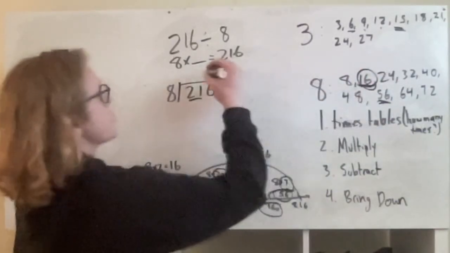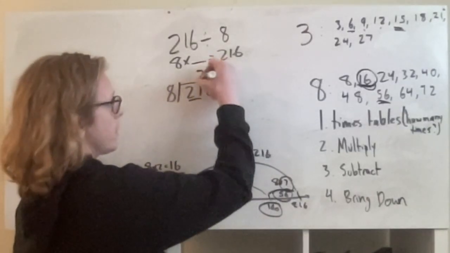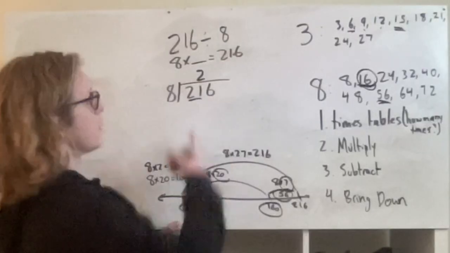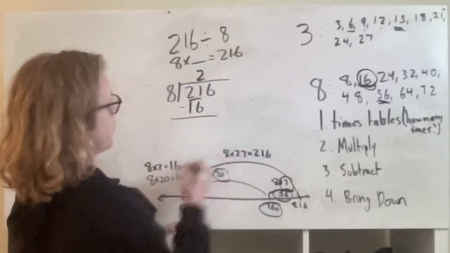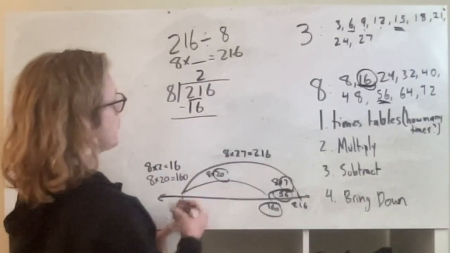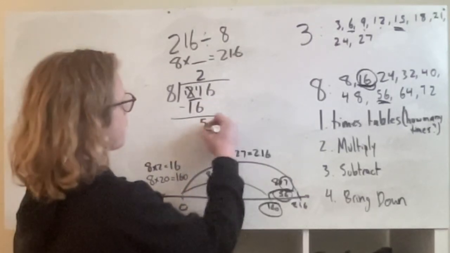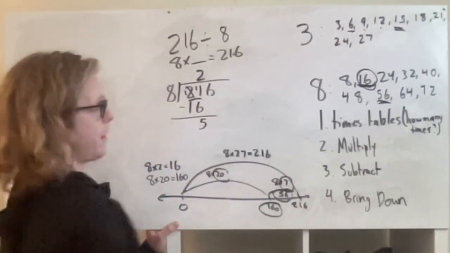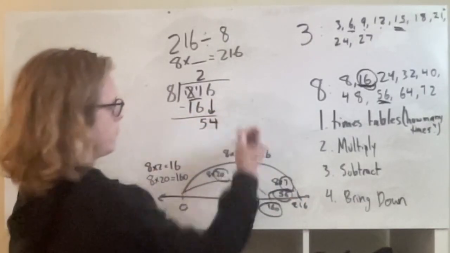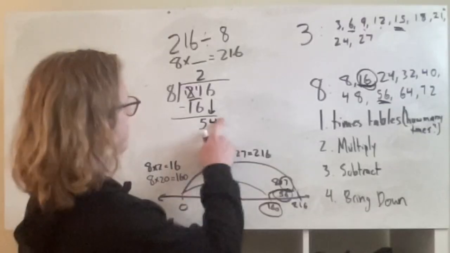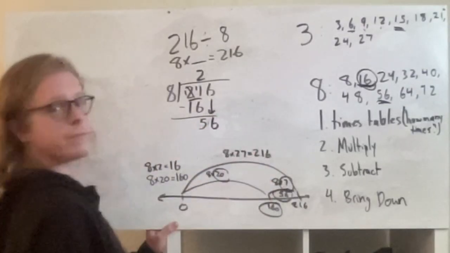2 times. So I put a 2, not above the 2, but above the 1 of the 21 right here. Goes in 2 times. 2 times 8 is 16. We subtract. I get 5 left over, and then I bring down the next digit. Ooh, there's my 50. There's my 56.